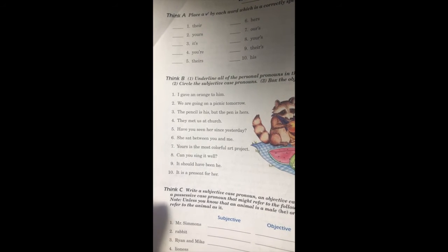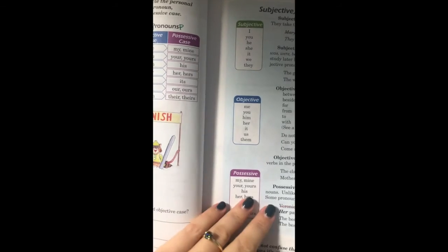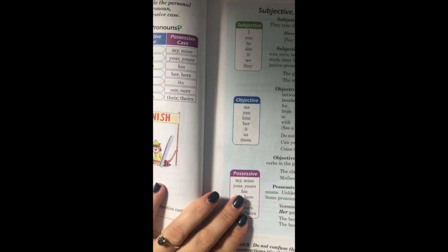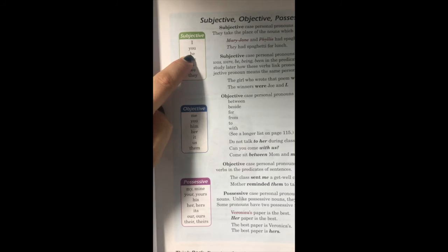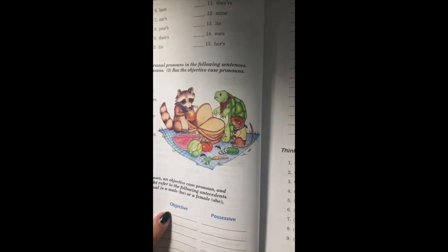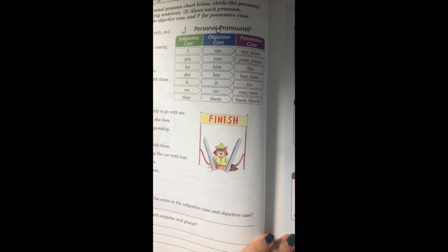Then here you're going to actually write your own. You're going to use these words. Some of them are people, some of them are animals. You're going to use the correct subjective, objective, and possessive pronoun. Just as an example, here it says Mr. Simmons. What you're going to do is go back to your reference sheet and find your subjective pronoun. So if we're talking about Mr. Simmons, for subjective, you would write he. Go back to objective: him. Then possessive: his.